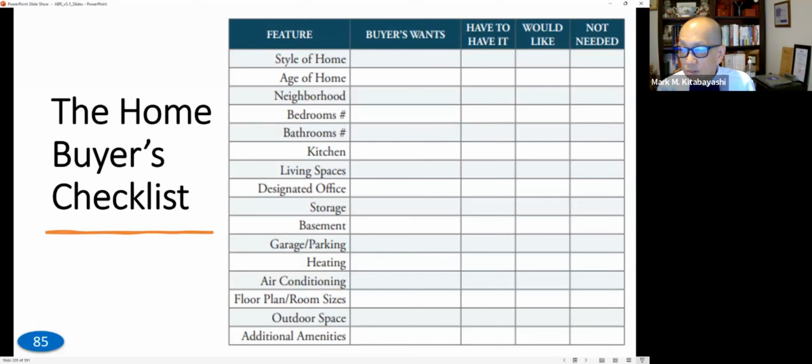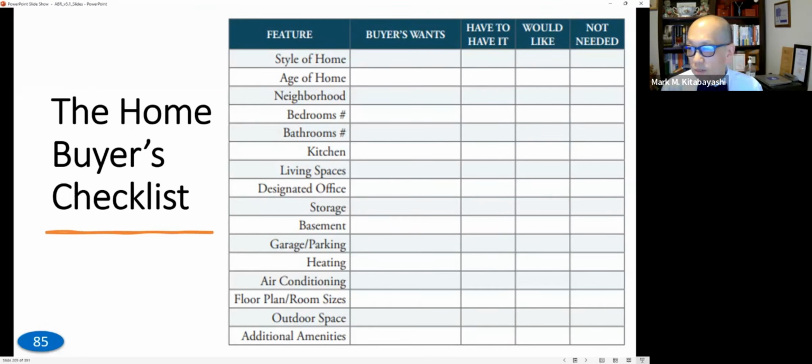Is it a want, have to have it, would like to have it, or not need it? Some things, no, I don't need that. So this might be good to kind of start eliminating how you search houses. The smaller, the tighter it is, it's easier to search as well. But sometimes the buyer needs to adapt given the situation and their money situation as well.